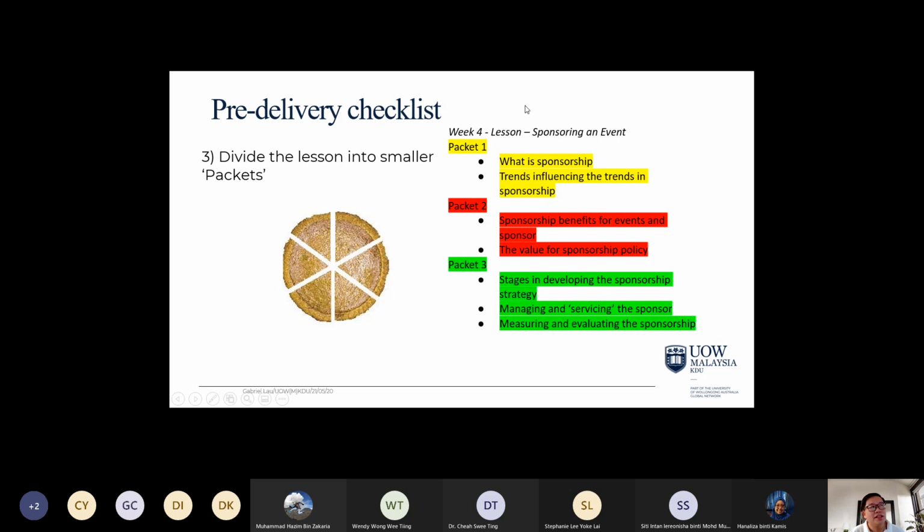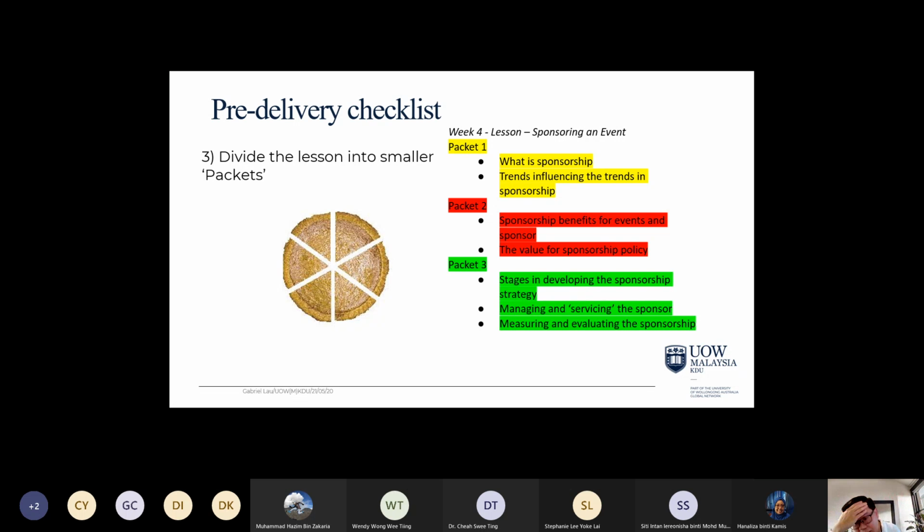So for example, let's say week 4, my lesson is, I used to teach events management. So I use this as an example. Sponsoring an event. Under sponsoring an event, there are key things which I need to make sure that students understand in that week. So it could be packet 1. What is sponsorship? Trends influencing the trends in sponsorship. Then all of these things, this is what the students must learn. So when you look at 1, 2, 3, 4, 5, 6, 7, aiyo, headache. Got 7 things students need to learn.